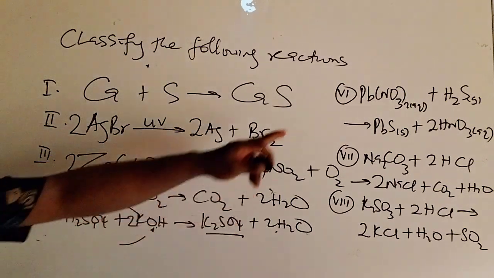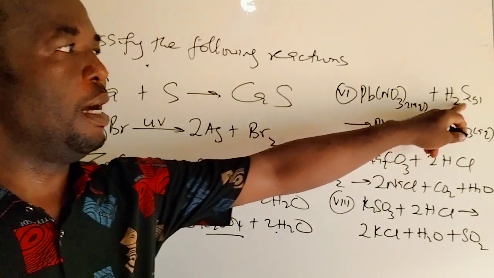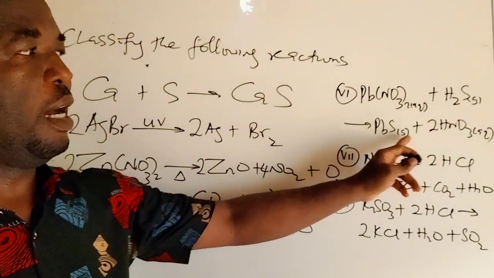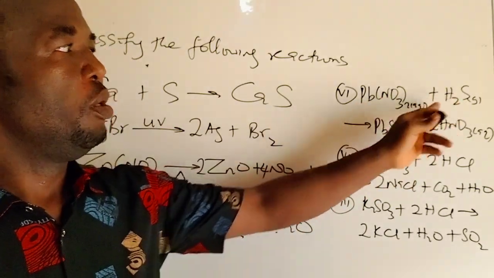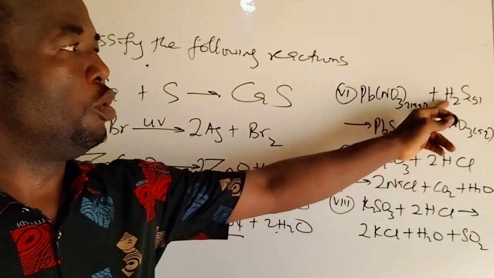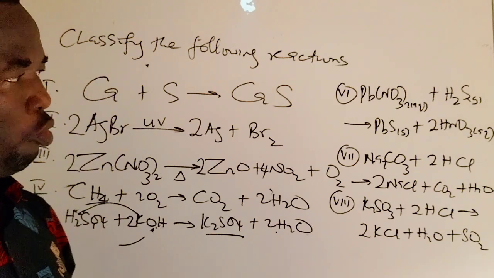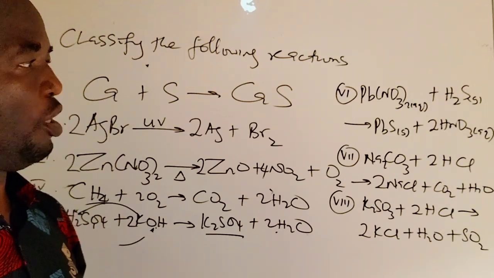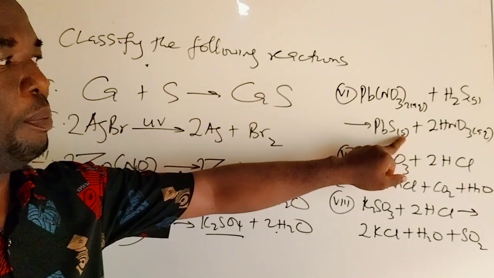Going to number six question. Look at the state. This is the salt, aqueous, plus a gas, giving us a solid and aqueous. This solid, this is also double displacement. So like here, lead picks sulfur, while hydrogen picks nitrate to give you this. So double displacement. But actually, we'll call it precipitation reaction because we have a solid. One of the products is a solid, which is a precipitate.